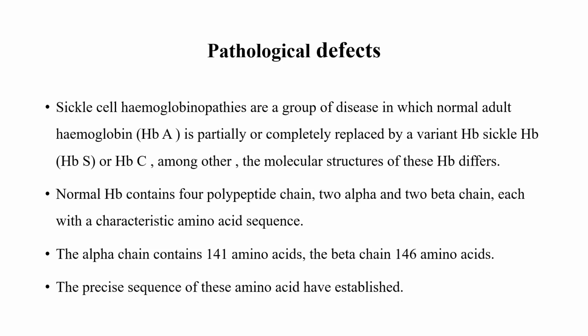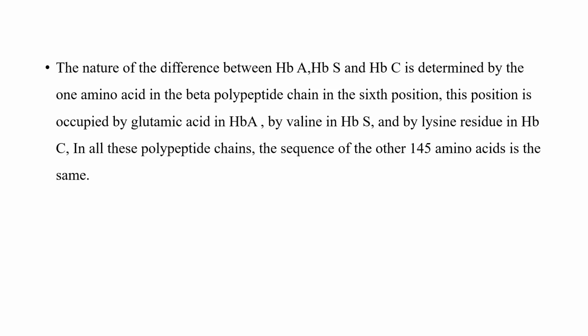The difference between HbA, HbS and HbC is determined by one amino acid in the beta polypeptide chain, in the 6th position. This position is occupied by glutamic acid in HbA, by valine in HbS and by a lysine residue in HbC. In all these polypeptide chains, the sequence of the other 145 amino acids is the same.